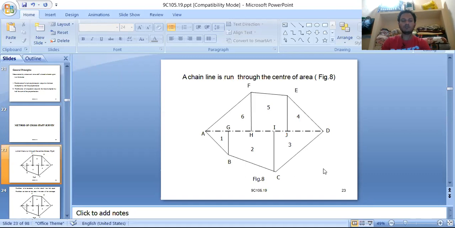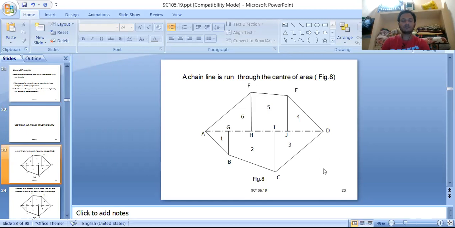Offsets are measured along the chain line. We have four offsets which are taken at G, H, I, J. These four points are on the baseline. The offset distances GB, IC, HF, and EJ are measured using chain or tape. So here the entire boundary is divided into six parts. The area of the entire boundary is calculated by adding all the areas of the individual parts.